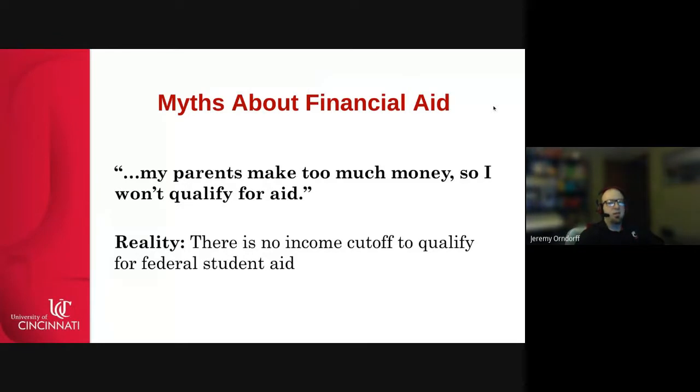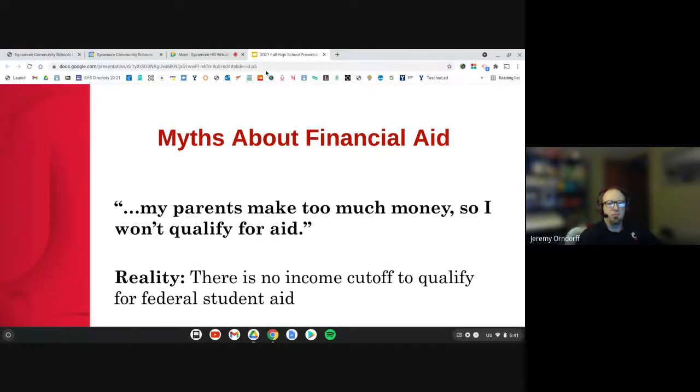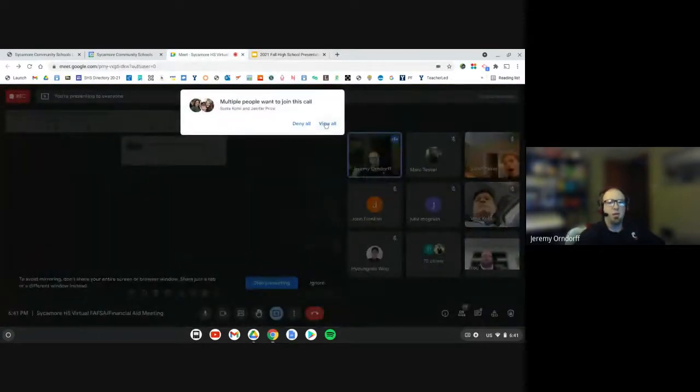This is also very common. People say, I think my parents make too much money, or I think they won't be eligible for any kind of grant money, so I just don't want to bother with it. Why mess with it? And there is no income cutoff. Now, it is true that, at a certain level, you're eventually going to not be eligible for anything but loan money.